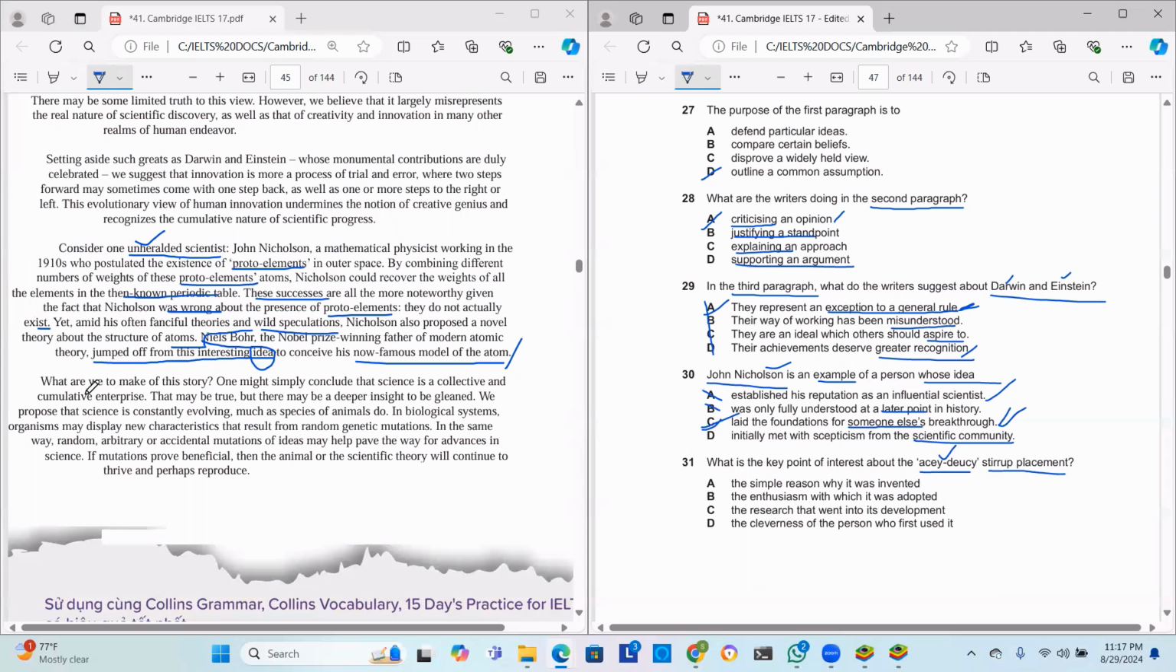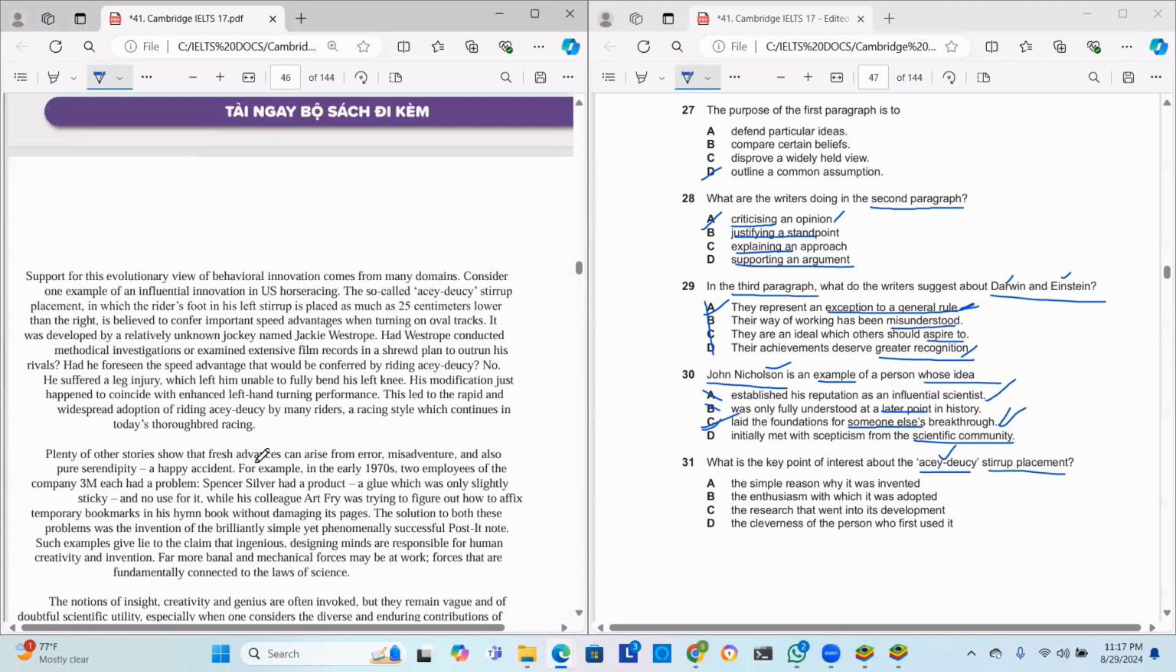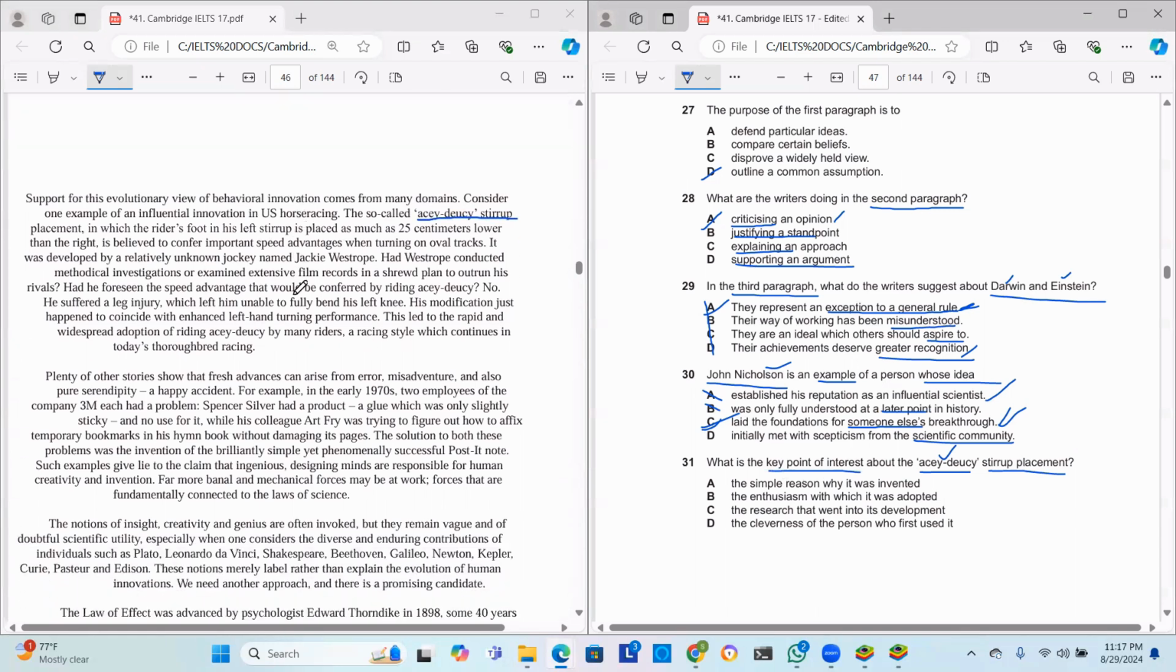Okay, so can you see any word here called AC-DC? I cannot see. I did not see anything, right? There's nothing in this passage about AC-DC. Where is that? Hmm. Yes, here it is. See this one. AC/DC stirrup placement, right? So he's talking about what is the key point of interest. Okay. So let's read this paragraph and try to understand.